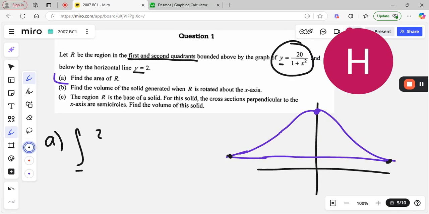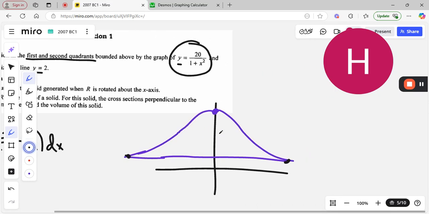Then we have the top function, which is 20 over 1 plus x squared, minus the bottom function, which is just 2. And this is all going to be dx. Now, putting parentheses, I'm starting to do that now because this is how you're going to plug it in to Desmos. Let's find out where exactly this crosses.